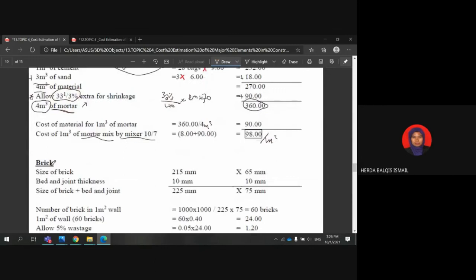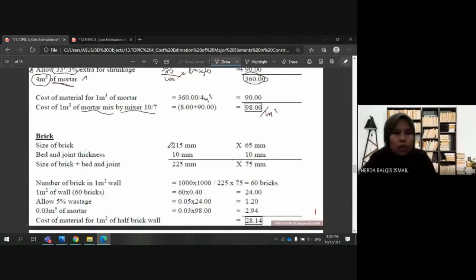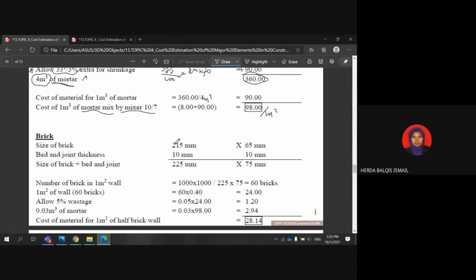Okay, so you need to know the size of brick that you use. Mainly stated in the table, the standard size of the brick is 115 by 65 mm. Millimeter. Right.